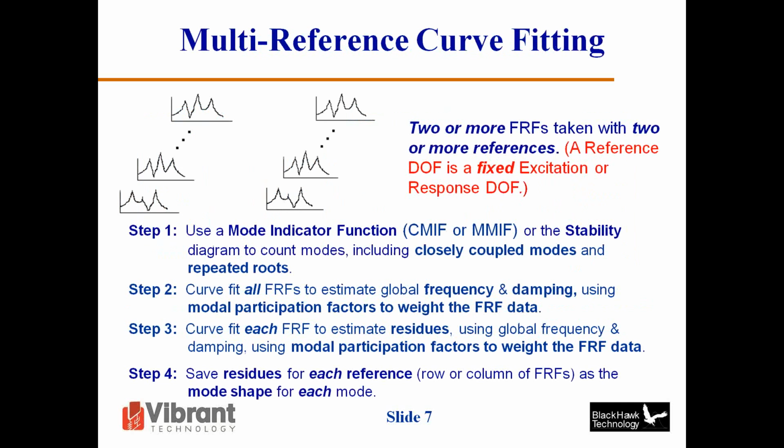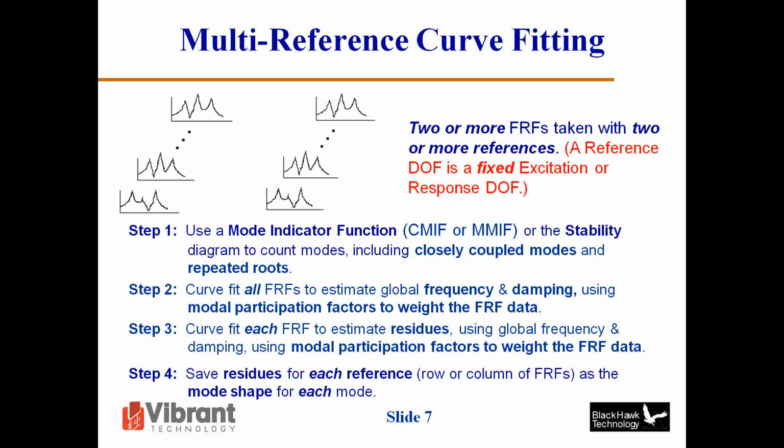Okay, multiple reference curve fitting. What do we mean there? Well, after we've collected this FRF data, we've got 2 or more references of data, either 2 or more rows or columns from the FRF matrix of possibilities that we can measure. And remember, that matrix can be as large as we want it. We just make more measurements at different points, different directions.